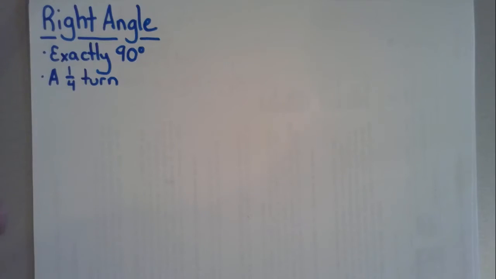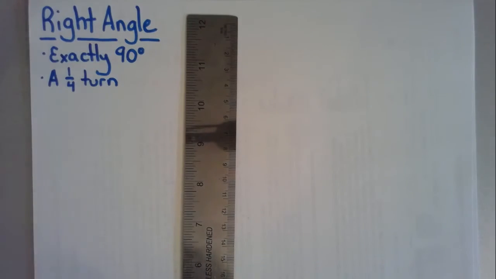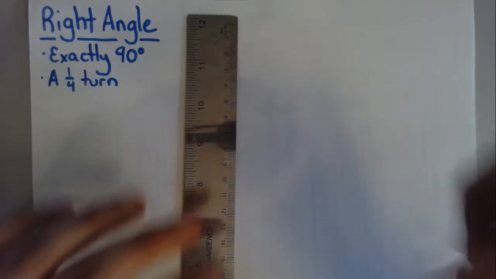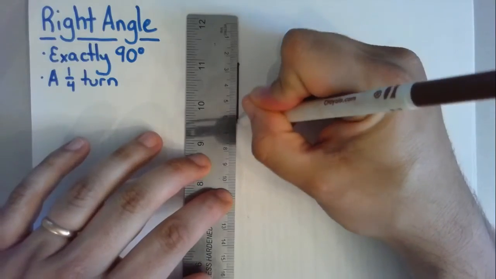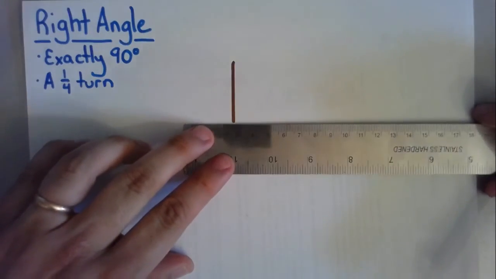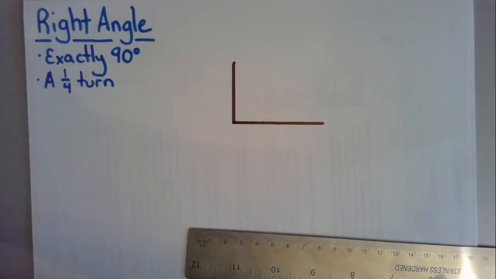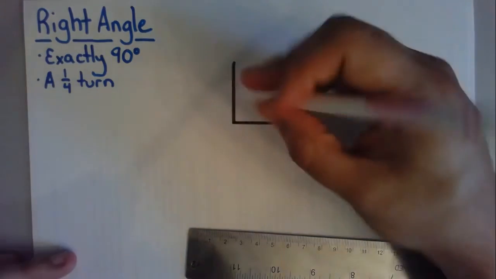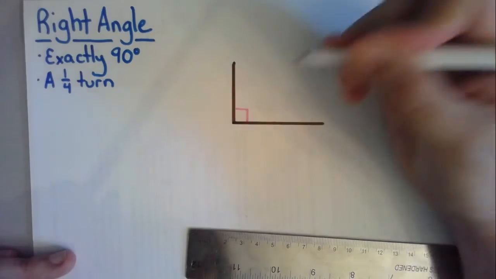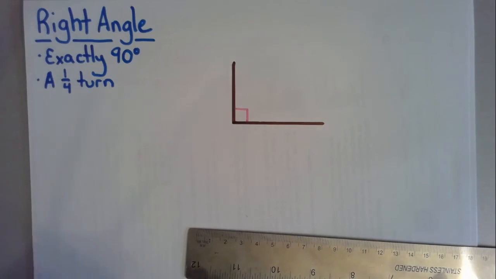So first, let's talk about a new term for us to know. We've been drawing a lot of 90-degree angles. We've been drawing these quarter turns, and there's a name for this kind of an angle. We call this a right angle, and that's exactly what it is. It's a turn that's a quarter turn, or it's 90 degrees.